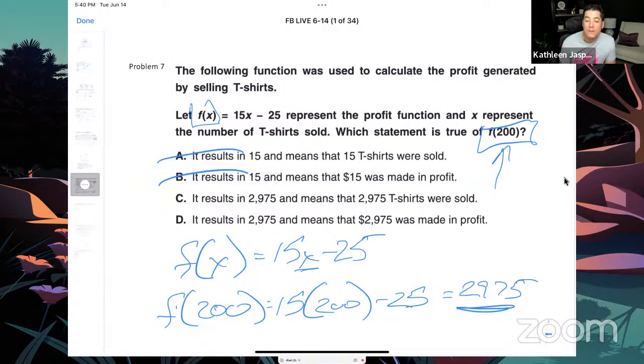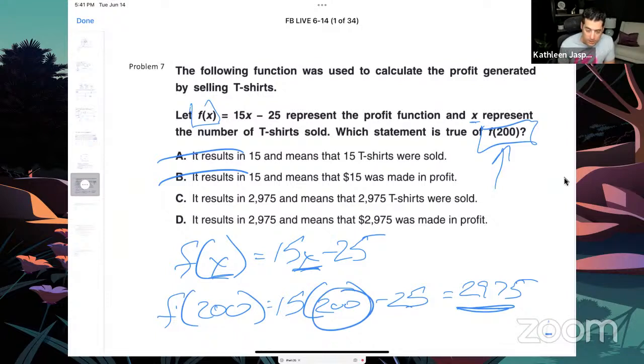C says it results in 2,975 and means that 2,975 t-shirts were sold. Is that what that means? Because it says x represents the number of t-shirts, which is this number here, which is this number here, which in turn is this number here.